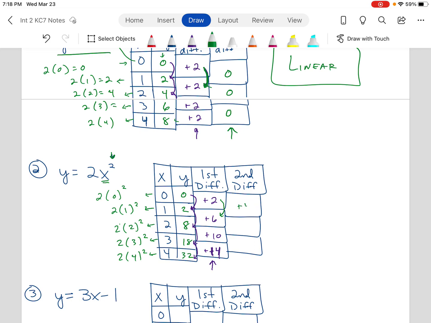Okay, so my second difference, there's going to be a change, right? From 2 to 6, I added 4. It's no longer 0. From 6 to 10, I added 4. From 10 to 14, I added 4. Now, this number is not equal to 0, but is constant. It is the same number over and over again for the second difference, which means that this is a quadratic function.